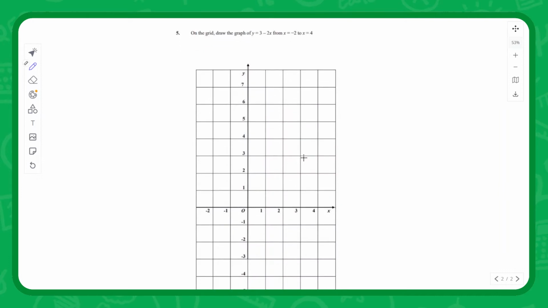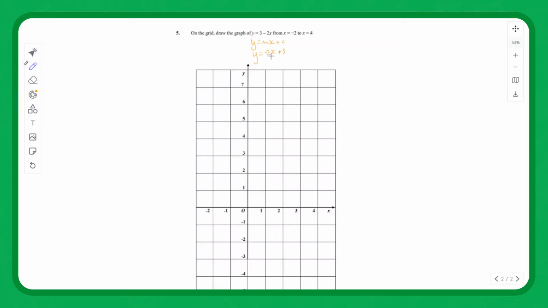So we've got an exam style question. It says on the grid, draw the graph of y equals 3 minus 2x from minus 2 to 4. So this isn't in our standard equation format, right? We generally want y equals mx plus c. So what we can do is we can just swap these around. I can put my minus 2x first and my plus 3 second.